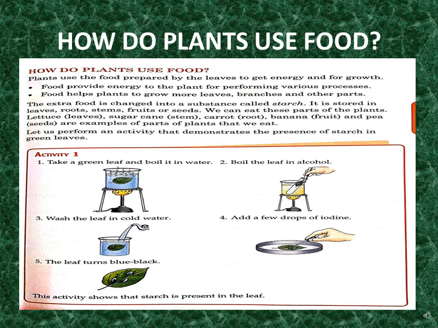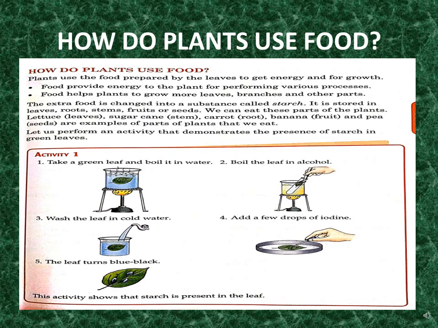In activity 1, what is the first step that has been shown? Take a green leaf and boil it in water. Boil the leaf in alcohol. So first you will boil it in water, then you will boil the leaf in alcohol. Wash the leaf in cold water. So after boiling it in alcohol, what will we do? We will wash it in cold water.